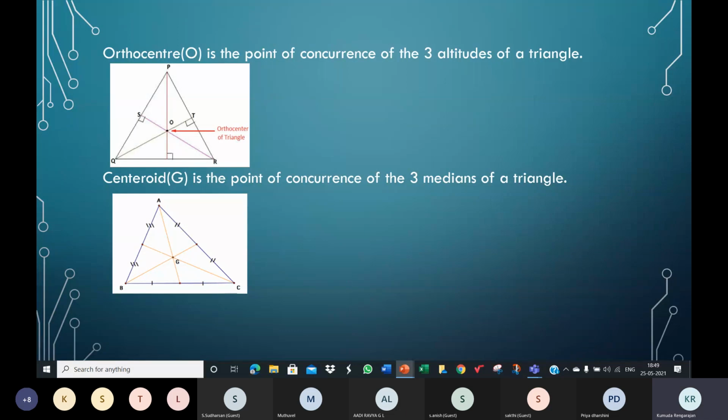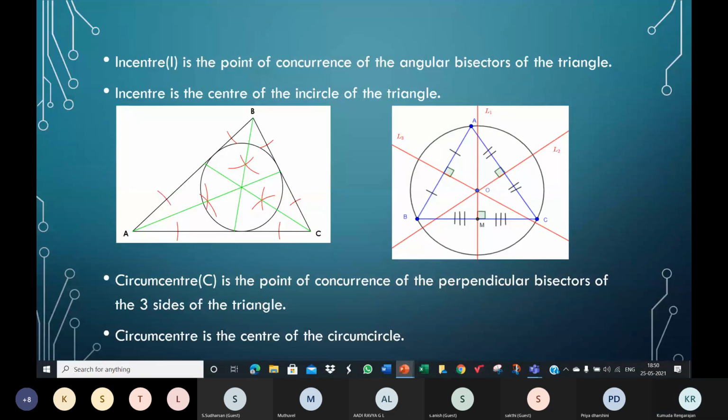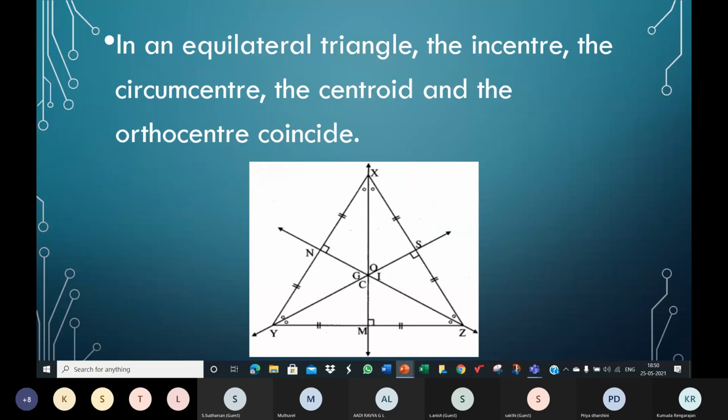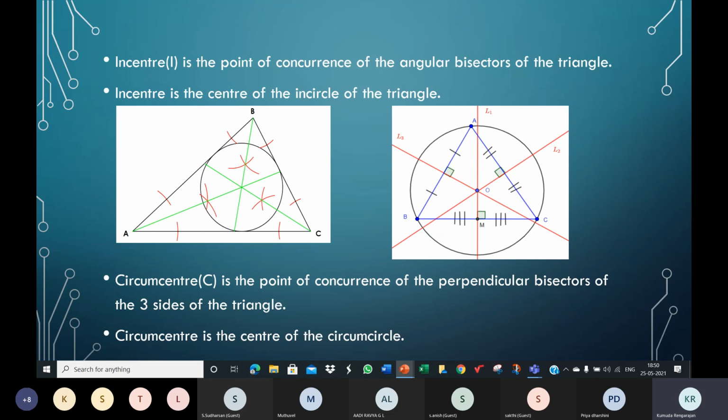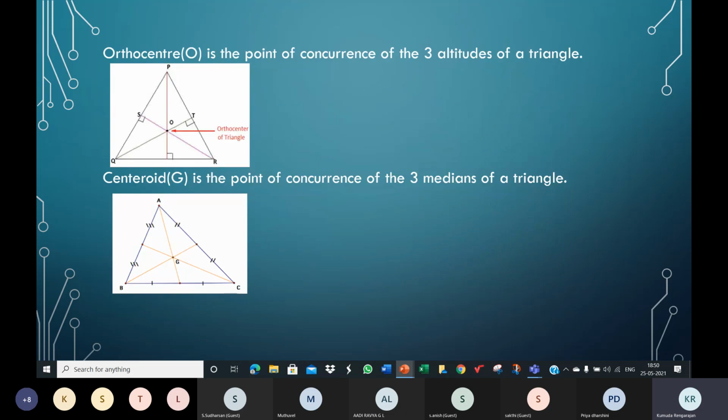We discussed the definitions of orthocenter, centroid, incenter, circumcenter, and what these are in an equilateral triangle. You can see, just read the slides.